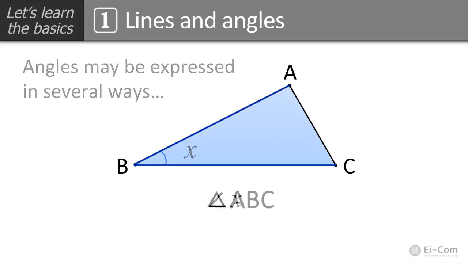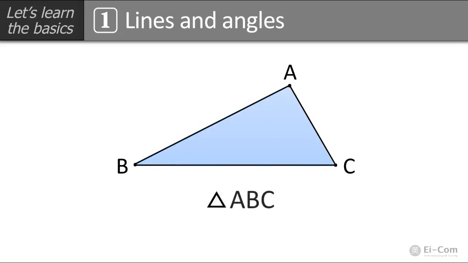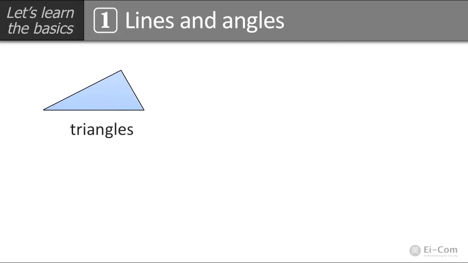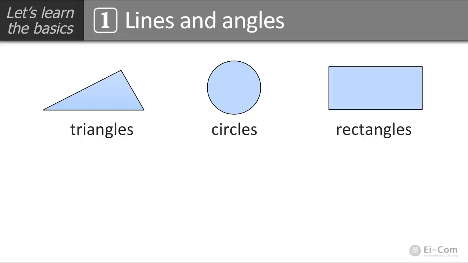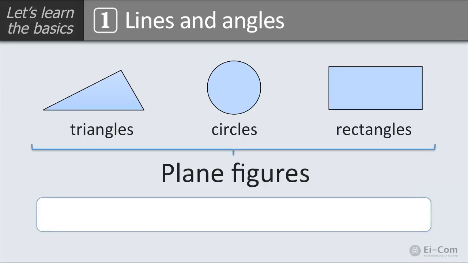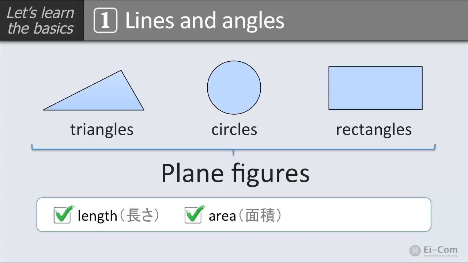As mentioned earlier, triangles can be formed from line segments. But triangles are just one type of figure that we study in geometry. There are other types of figures, of course, such as circles and rectangles. All of these are examples of plane figures. All plane figures are two-dimensional, which means they have length and area, but no volume.